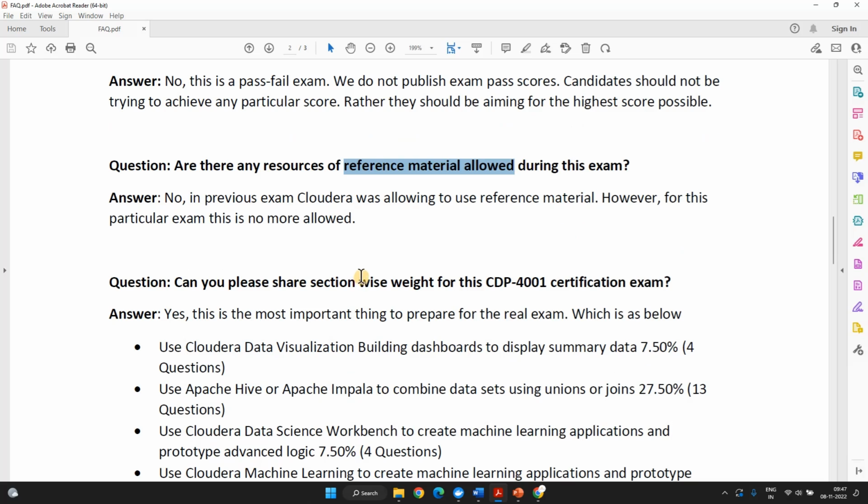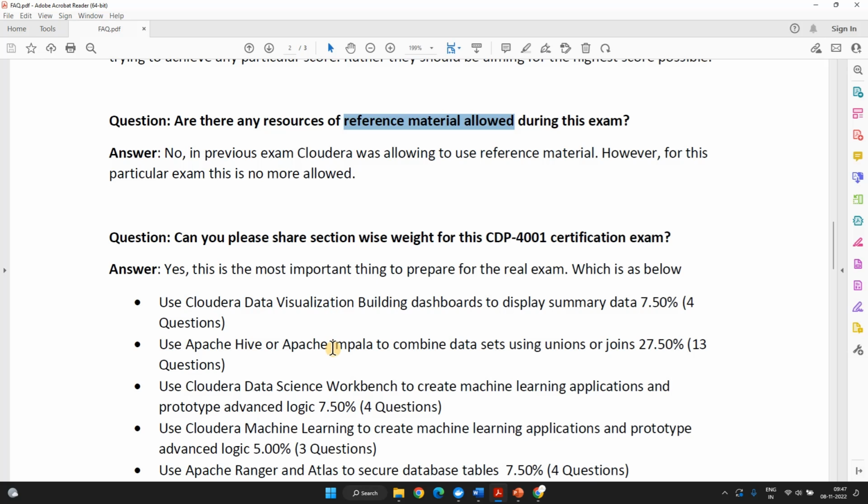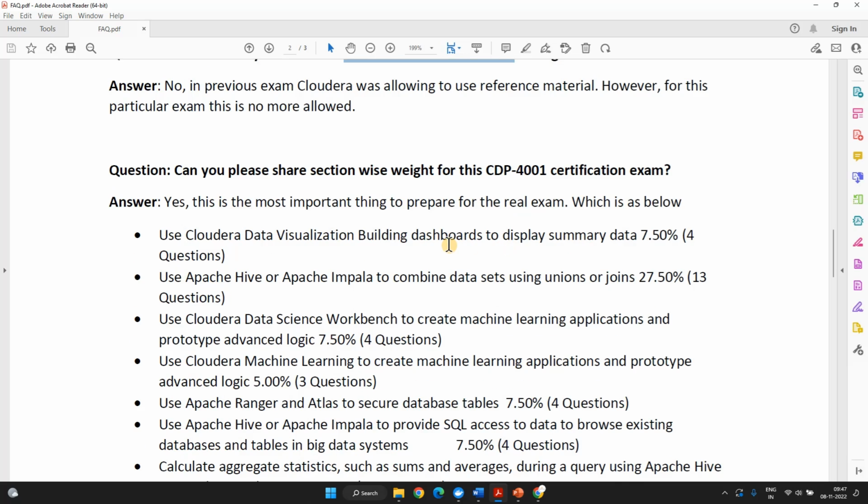Okay, big data system. Now moving to the next: the section-wise weightage for this exam. Let me go over this. The same is available on the Cloudera website as well. Here is the detailed syllabus, and I will explain it in a bit more detail. First: use Cloudera Data Visualization. As I said, they have provided it as a separate component as part of their CDP platform, a data visualization tool. You should be able to build dashboards using that visualization tool.